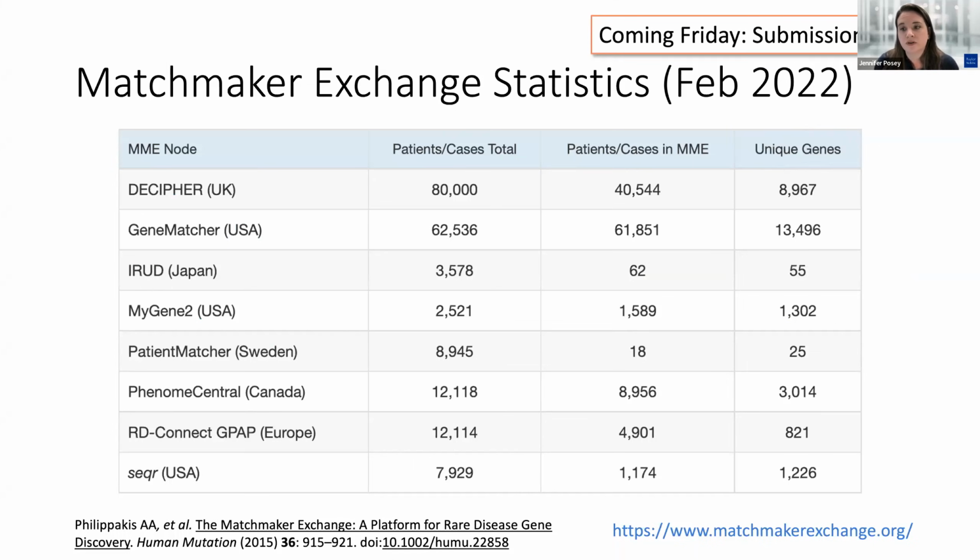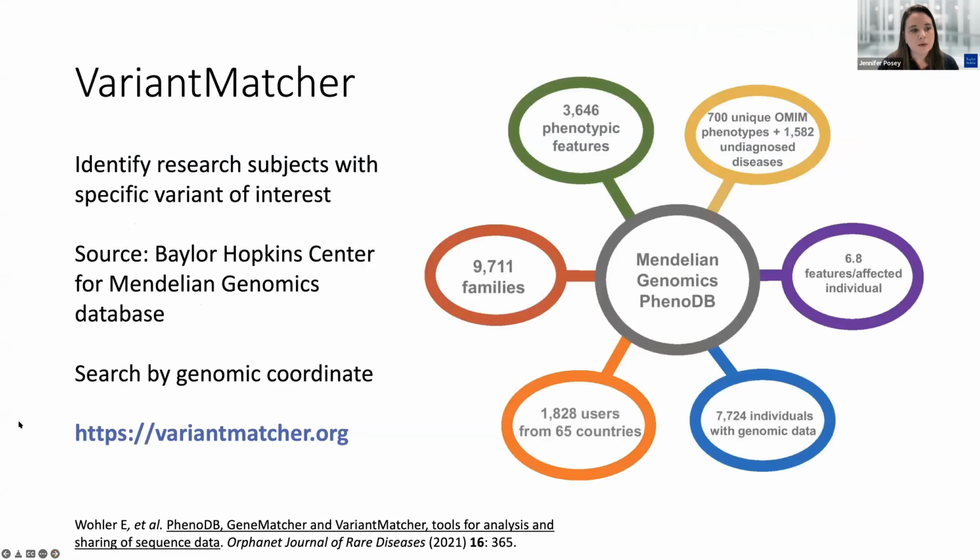You can see that there's a tremendous wealth of genes that have been entered, a high likelihood of obtaining a match that you can at least pursue further and decide whether or not you have shared phenotypes and might have two cases that are very similar. And so this can be just an absolutely tremendously powerful resource. I wanted to also mention in this vein Variant Matcher.